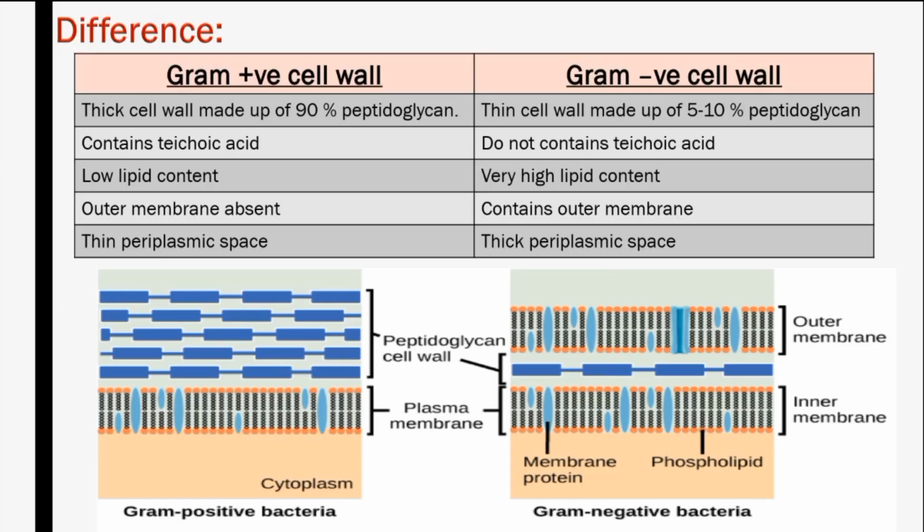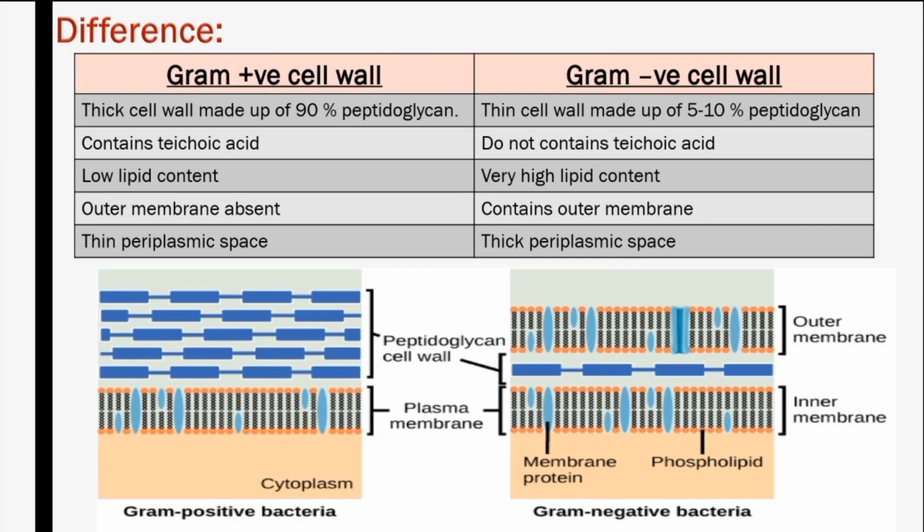Difference between gram-positive cell wall and gram-negative cell wall. Gram-positive cell wall is thick, made up of 90% peptidoglycan, contains teichoic acid, has low lipid content, outer membrane is absent, and thin periplasmic space.